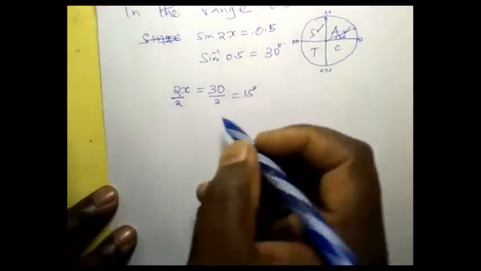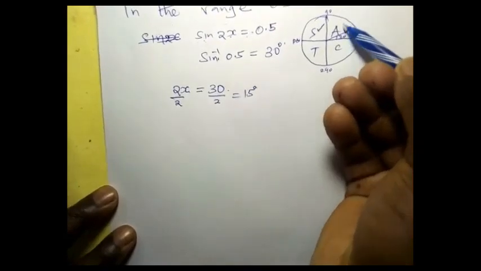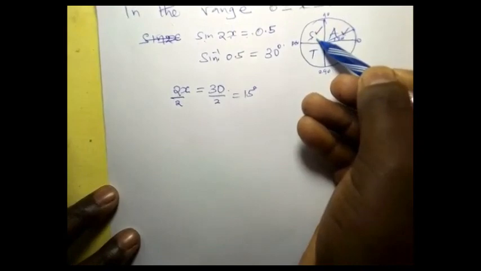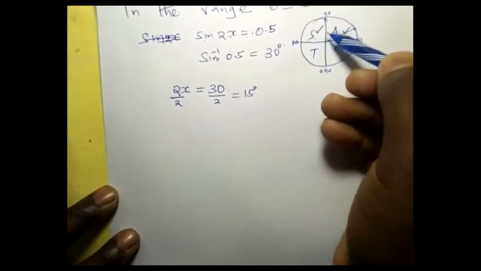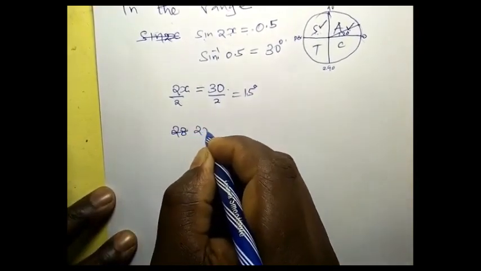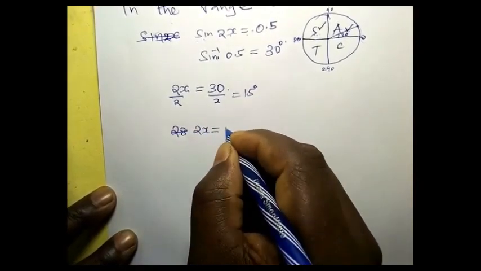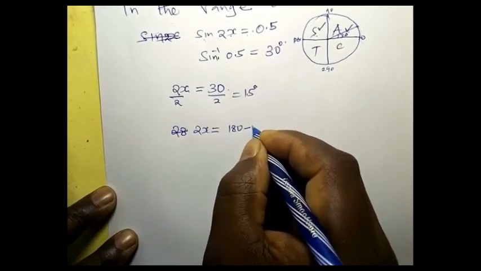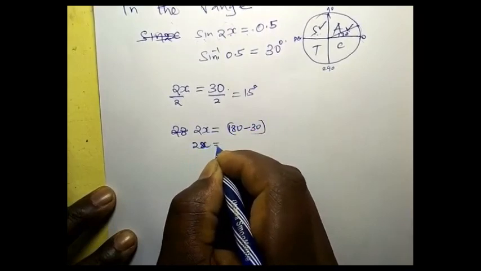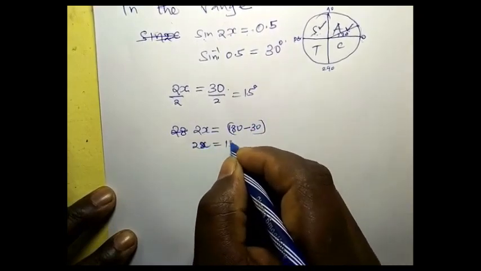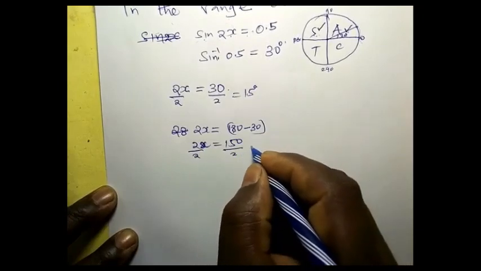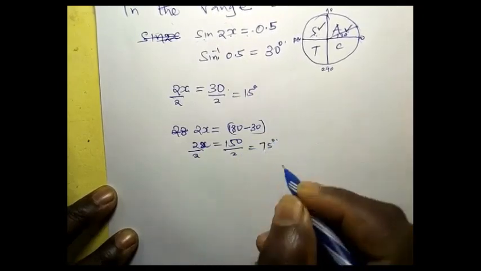So the second angle, now we go to the second quadrant. You remember how we find the angle in the second quadrant? Yes, it is 180 minus the acute angle. So we have 2x equal to 180 minus 30. 2x equal to 150. We divide by 2, and the angle here is 75 degrees.